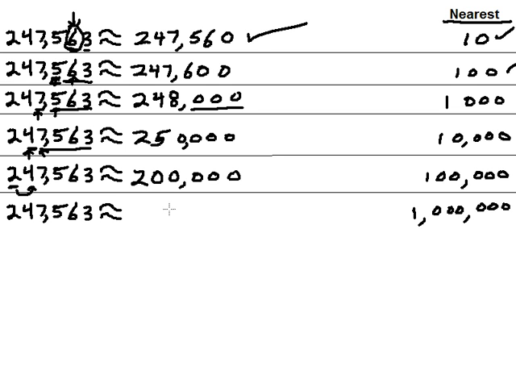Now what about the millions? We have a 0 in the millions place. The digit to the right of the millions place is a 2. It's less than 5. So we leave it, there's still 0 millions when we round it. This rounds to a big fat goose egg, 0. 247,563 is closer to 0 than it is to a million. This illustrates rounding.